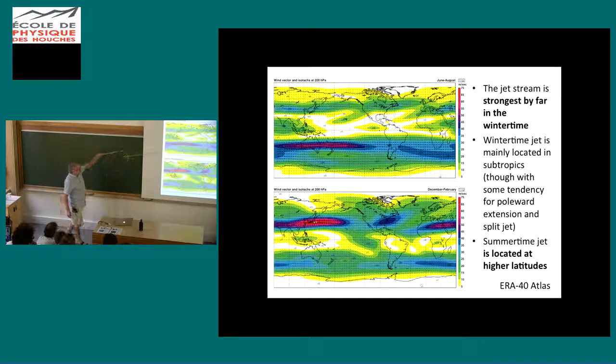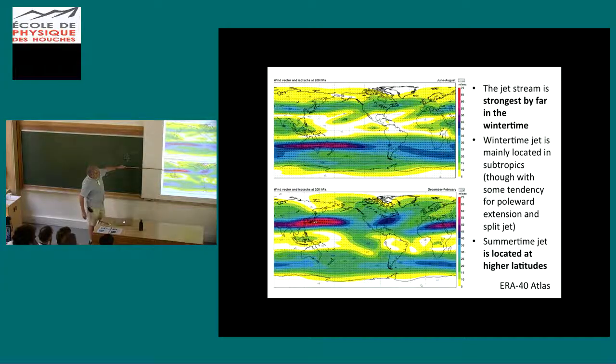And you see that the strong jet is basically in the subtropics. You can't quite see on these plots, but 30 degrees must be about here. So this Australian jet is the dominant jet in the southern winter. And in the northern winter, you can see that the jet is also very strong in the subtropics.